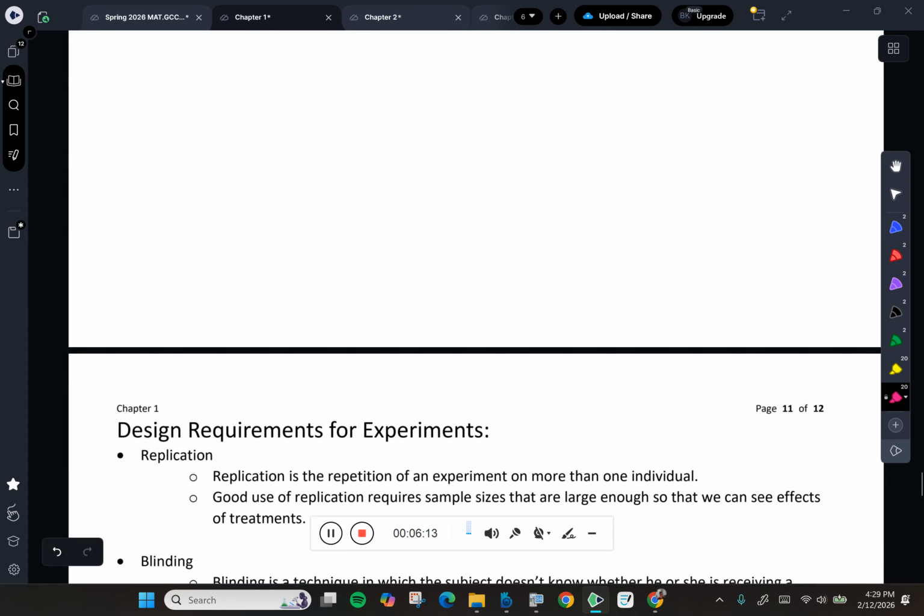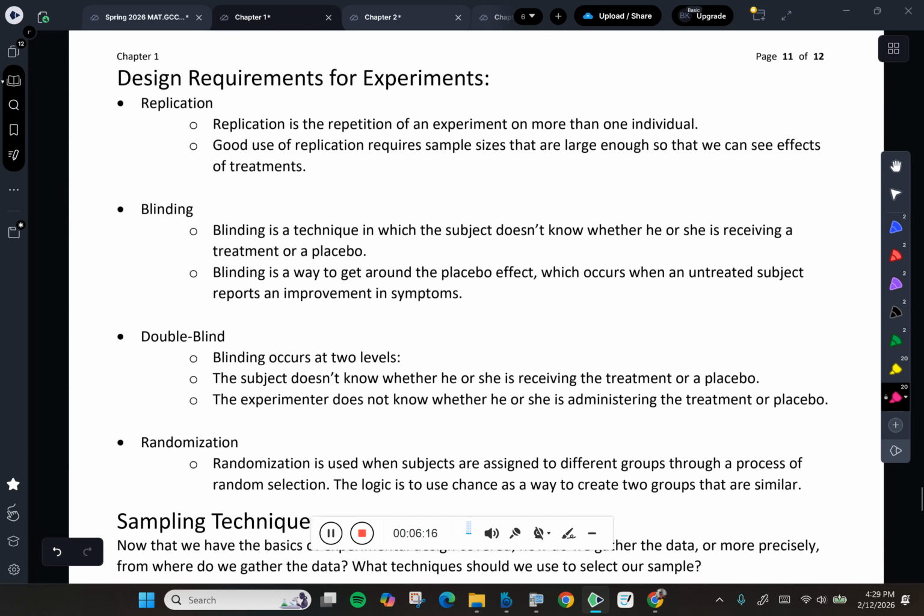Right. All right, design requirements for experiments. If you're going to set up an experiment, here are some requirements. One, it has to have replication. Replication is the repetition of the experiment on more than one individual. So you can't just give the treatment to one person, measure their results and go, yep, it works, or nope, it doesn't work. It has to be more than one individual. So you must repeat the experiment in the exact same way on more than one person. Good replication requires sample sizes that are large enough so we can see the effect of the treatment.